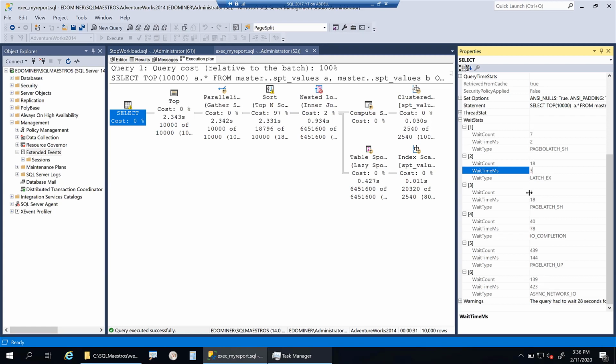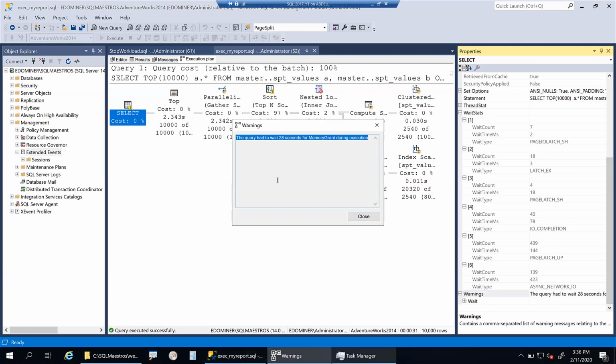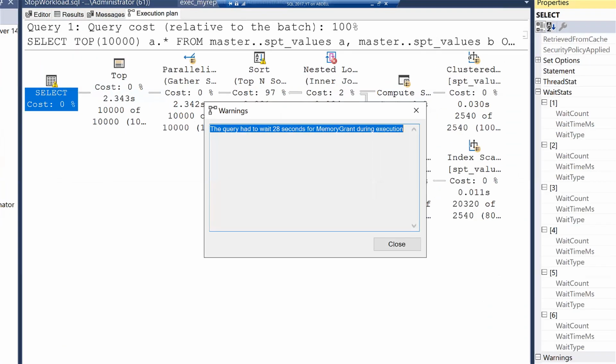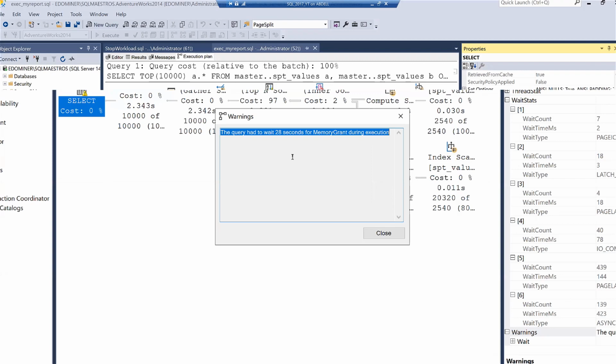But none of these numbers are equivalent to 20 seconds or 28 seconds or 30 seconds. So where is that wait type? If you look at warnings, now if I expand the last one, there's another wait under warning. And there were also some questions in the forum where people were not able to see that, because this wait, by design, goes inside the warning. And if I click on this warning and click on this ellipsis button, it says the query had to wait 28 seconds for memory grant during execution. This is the same warning that you saw on the tooltip.